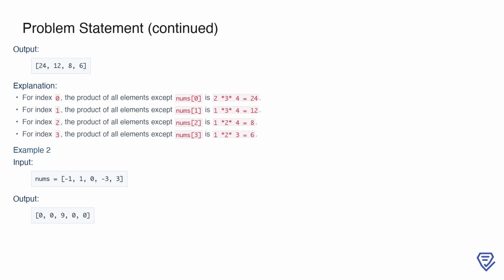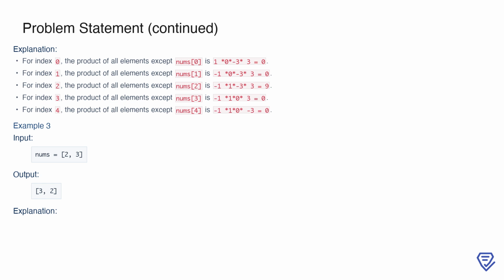Similarly, for index 2, the product of all elements except nums[2] is 1 * 2 * 4, which gives 8. Finally, for index 3, the product of all elements except nums[3] is 1 * 2 * 3, which equals 6. As you can see, the challenge is to compute these results efficiently without simply iterating and multiplying for every index. Now let's examine another example.